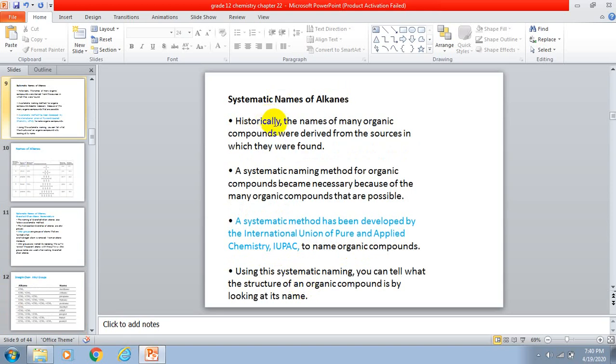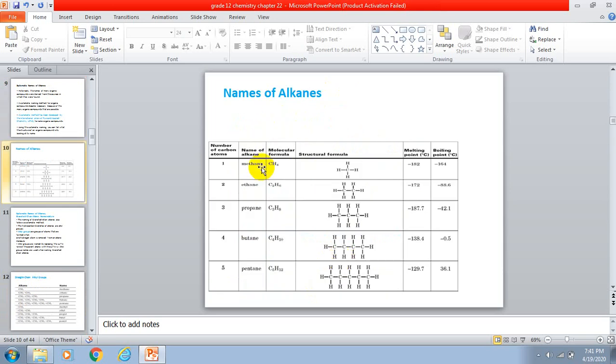Systematic names of alkanes, continued. We have a great system we call the IUPAC system, which gives names to pure organic compounds. Names of alkanes: methane, ethane, propane, butane, pentane, with formulas CH4, C2H6, C3H8, C4H10, C5H12. These are the structural formulas for those, and these are the melting points and the boiling points, remember.